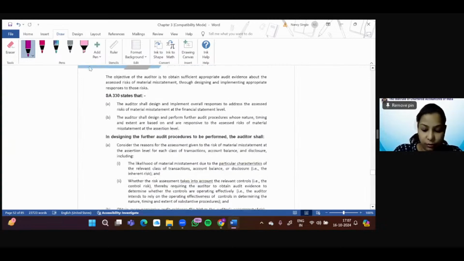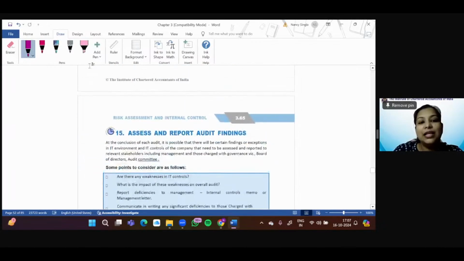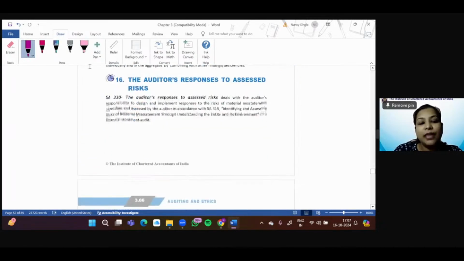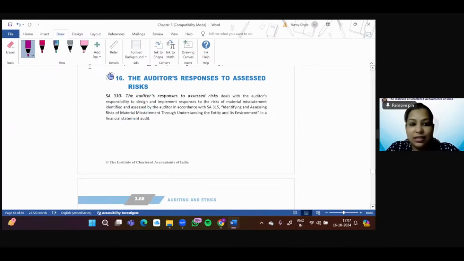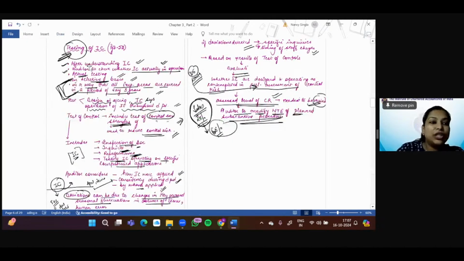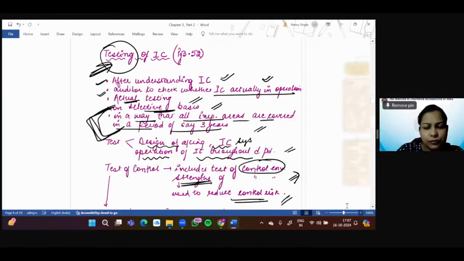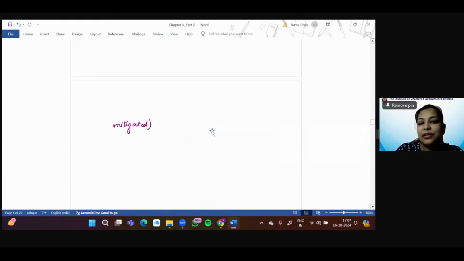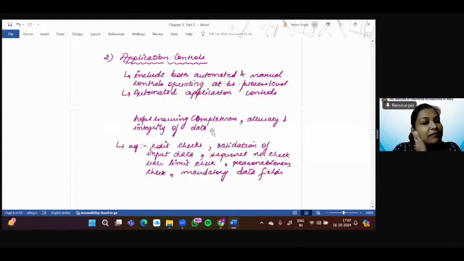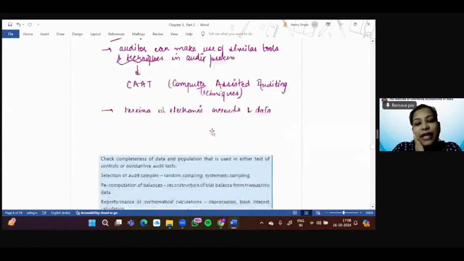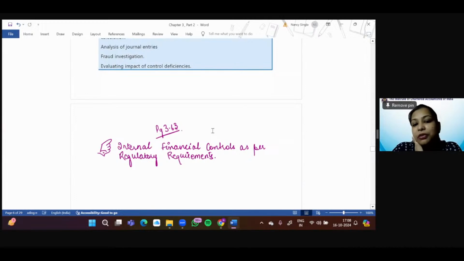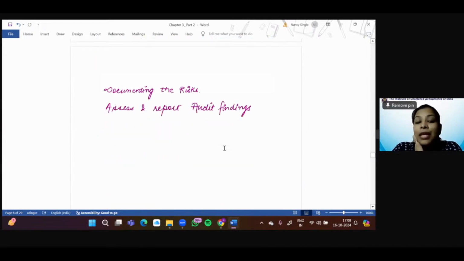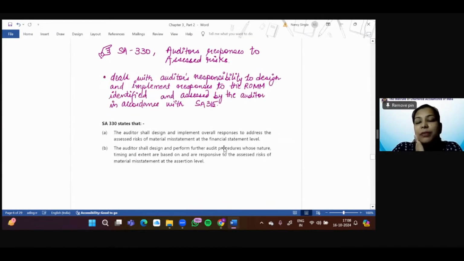SA 330. That is auditor's responses to assessed risk. If you remember, in the last session, I told you that the auditor identifies and assesses the risk of material misstatement under SA 315. What is the name of SA 315? Identifying and assessing the risk of material misstatement through understanding the entity and its environment. Now, after identifying and assessing the risk of material misstatement, the auditor will respond to such assessed risk.